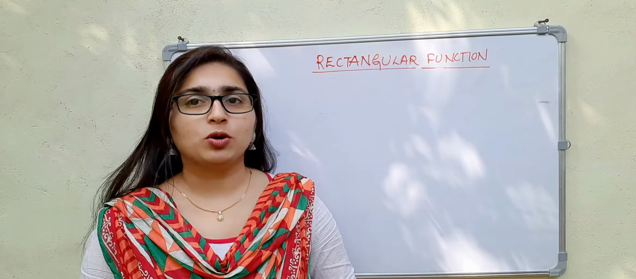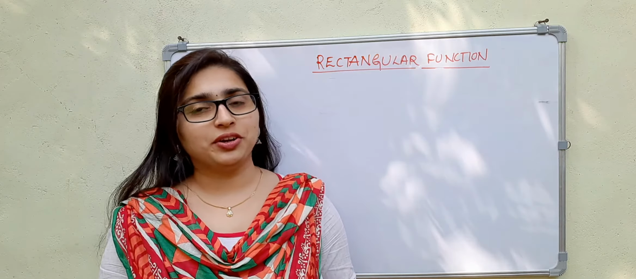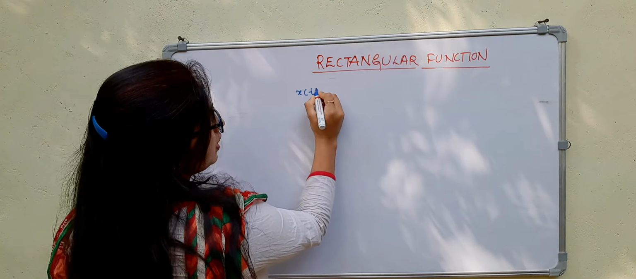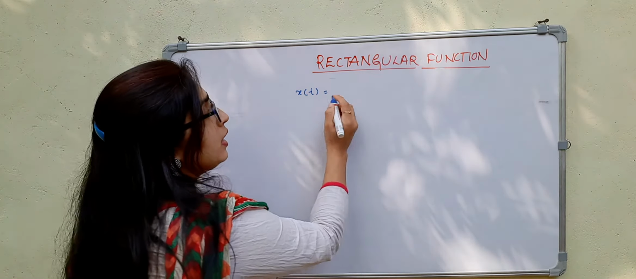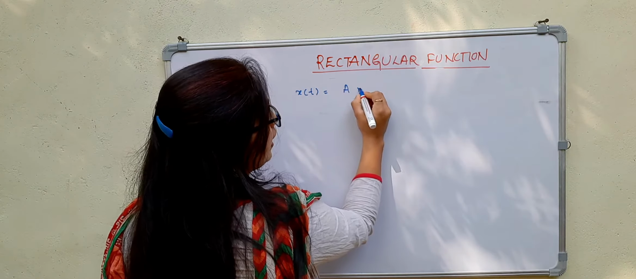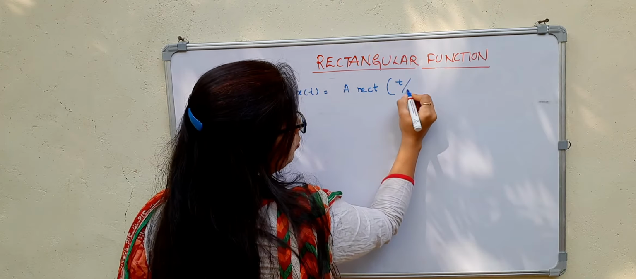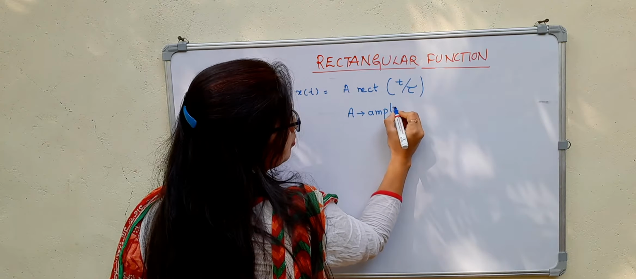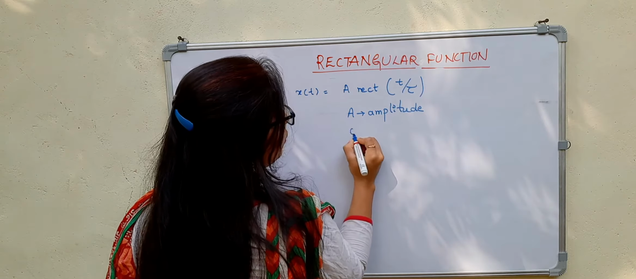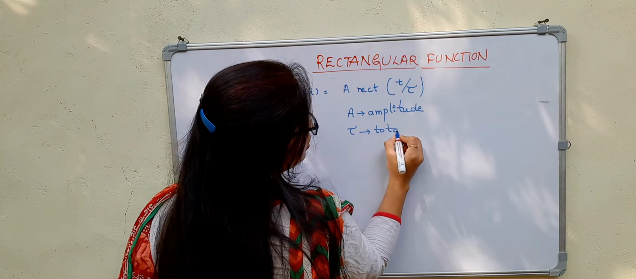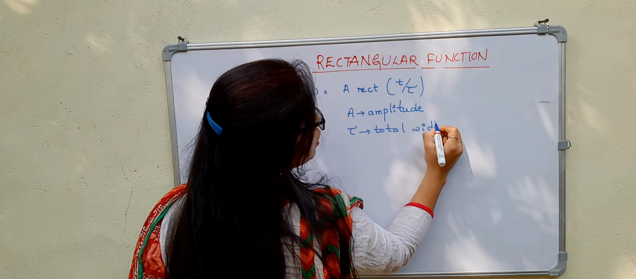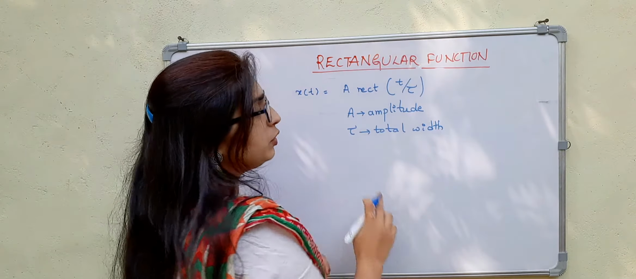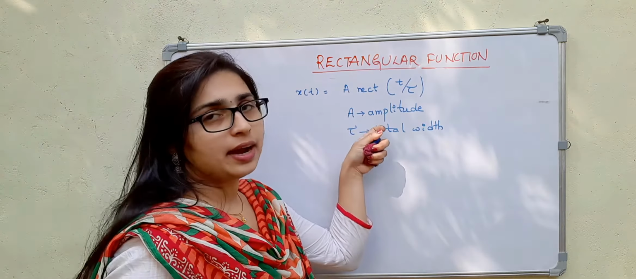Let us study about the rectangular function and unit rectangular function. The rectangular function x of t is defined by x of t is equal to A rect(t by tau), where A is your amplitude and tau is your total width. This rectangular function produces a rectangular pulse of total width tau and height equal to A.